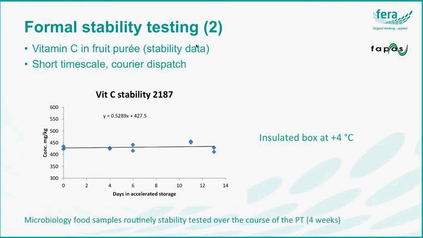We can also do very specific stability testing. Vitamins in particular might be compromised by stability. A few years ago we introduced our first vitamin C proficiency test in a fruit puree. In order to minimise the possible instability, we had a short time scale and a courier dispatch for this sample, even for countries close to the UK.